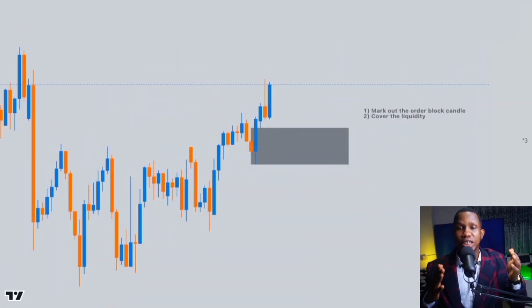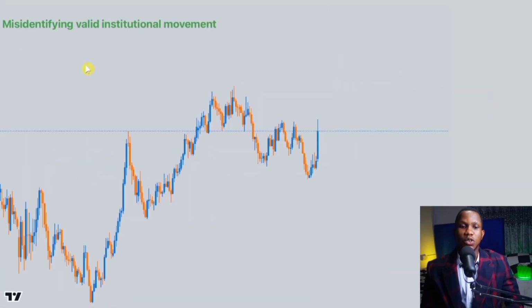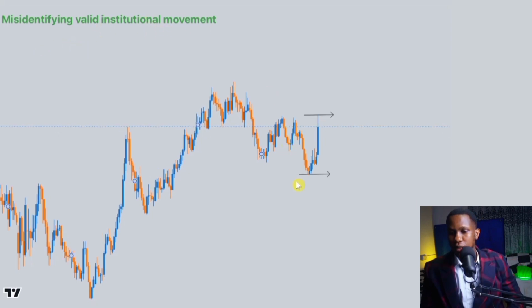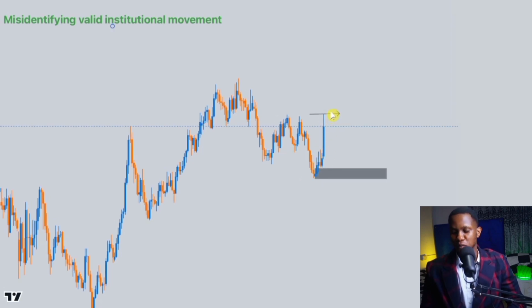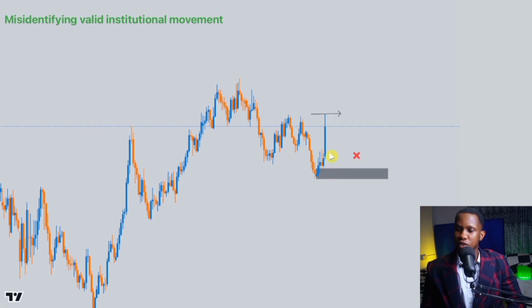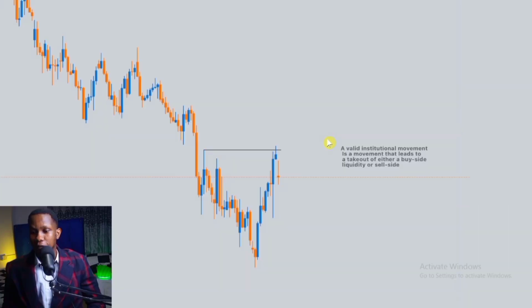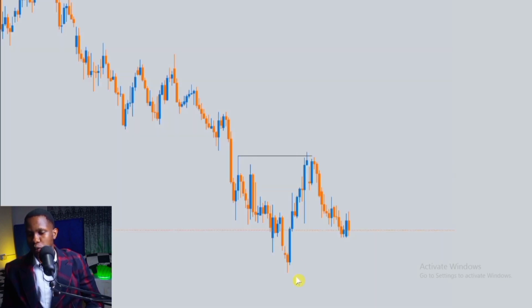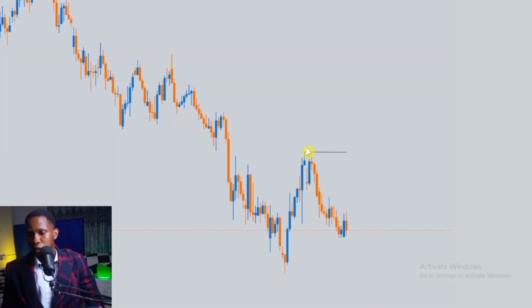So guys, I've seen traders struggle with this next mistake. It is called misidentifying valid institutional movement. This is a movement to the upside from this low to this high, and this is your order block that caused this movement. Mapping out this order block is really a bad idea, guys, because that is not a valid institutional movement. A valid institutional movement is a movement that leads to a takeout of either buy side liquidity or sell side liquidity. This scenario was a buy side liquidity, and we can map out the order block here, and also map out this buy side liquidity for it to be taken.